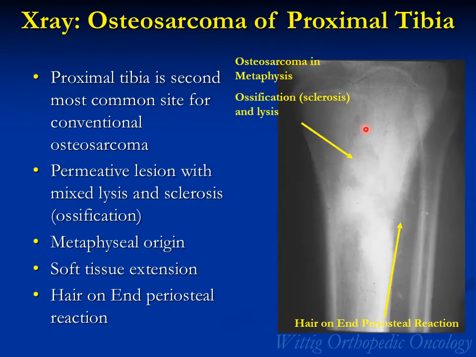It's an osteosarcoma of the proximal tibia. Again, a permeative lesion arising eccentrically in the metaphysis. There's ossification, there's mixed lysis and sclerosis, and it extends into the soft tissues. There's a hair-on-end periosteal reaction and some ossification in the soft tissue component.